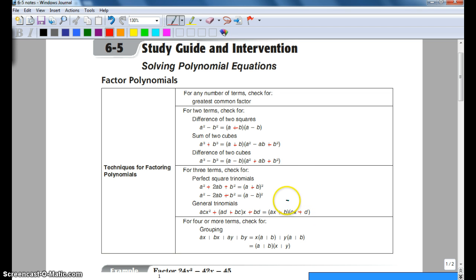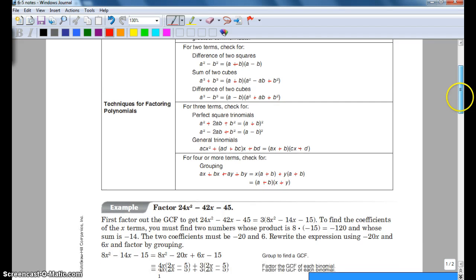we're looking at a foiling approach, taking ax plus b times cx plus d and splitting it up into these general trinomial terms, first, second, and then third term. For four or more terms, we check for grouping. Ax plus bx plus ay plus by equals x times the quantity a plus b plus y times the quantity a plus b, which is then equal to, once again, two binomials multiplied, in this case a plus b times the quantity x plus y. We're going to talk about how all of these techniques for factoring apply in the examples and exercises that follow.